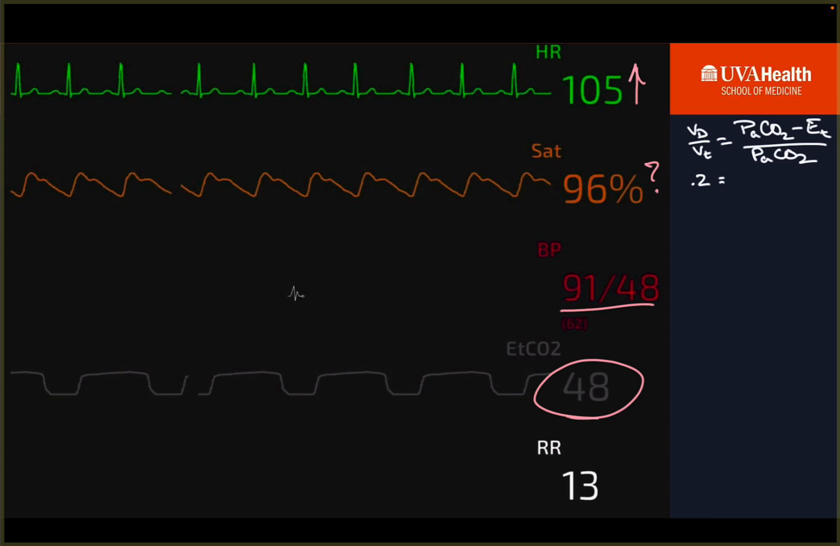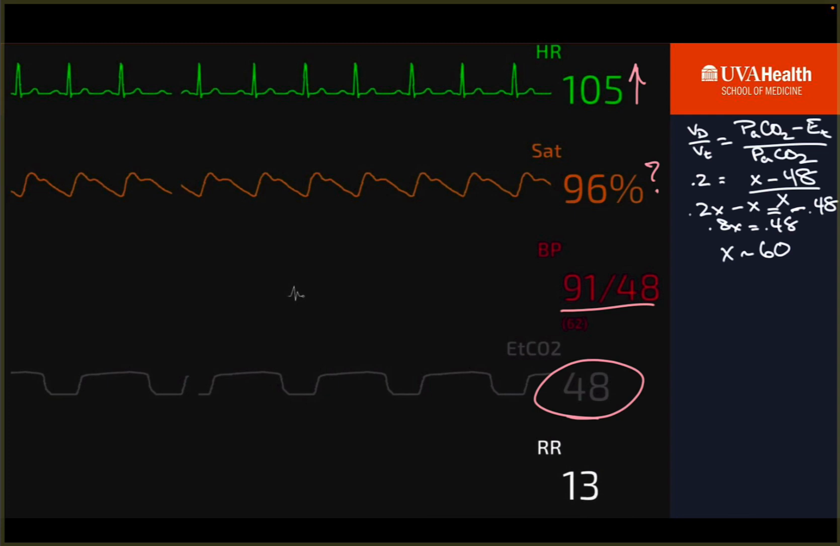So how would this all work out? Well, we know our end tidal CO2 is 48. So doing some basic algebra, how would we get there? So we're thinking the PaCO2 could be in the neighborhood of 60. And this is a guesstimate. I want to emphasize that. But with a 0.2 dead space, VD over VT, then this is how the numbers will work out.